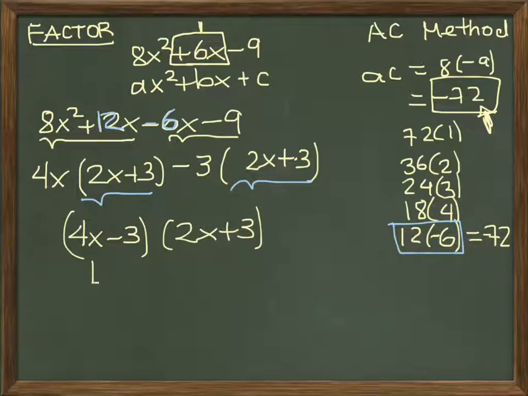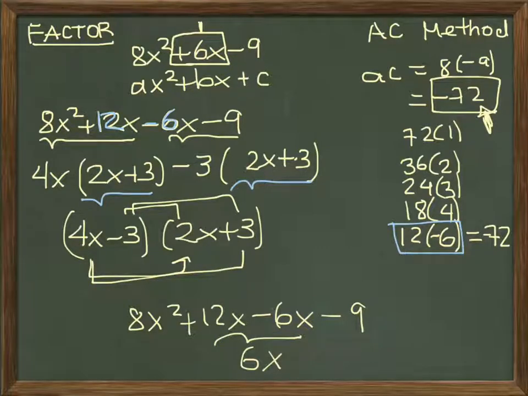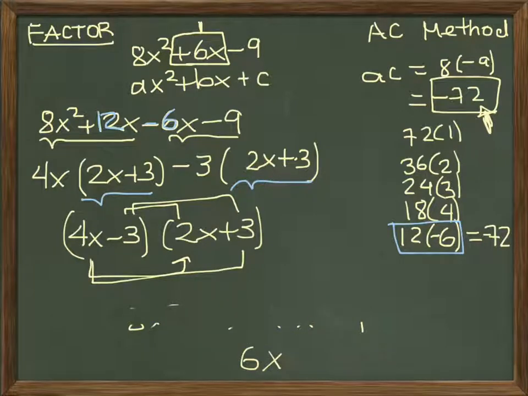You can check. If you multiply 4x times 2x, you do get 8x squared. If you multiply 4x times 3, you get 12x. If you multiply negative 3 times 2x, you get negative 6x. And negative 3 times 3 gives you negative 9. When you combine the two middle terms, you get the 6x from our original trinomial. So this is how the AC method works.